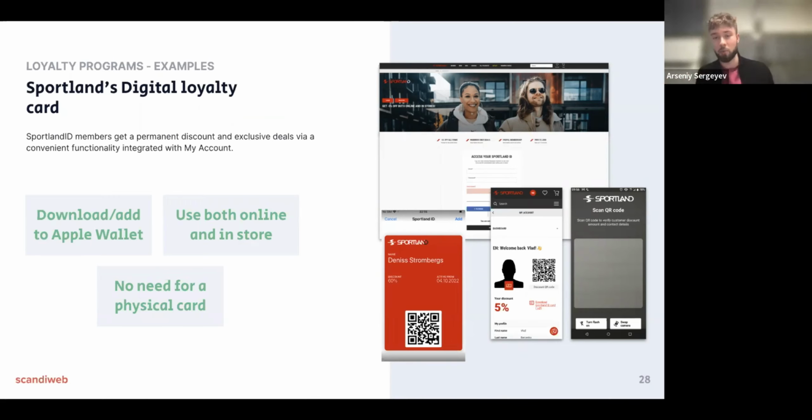You also have the Apple Wallet functionality, where you can access it more easily. You don't even have to go to your account, you have this Apple ID. And on the store employee side, they also have a QR code scanning app, which they can conveniently use to validate your discount. Okay, so here is just a case where we helped create this functionality of the loyalty program, which works in an omnichannel way.